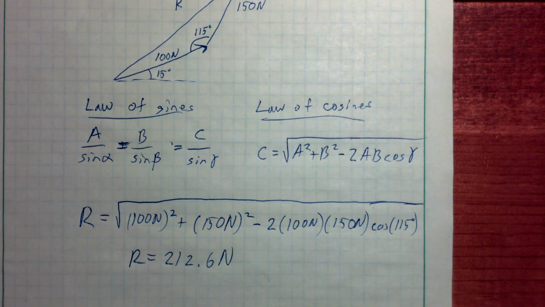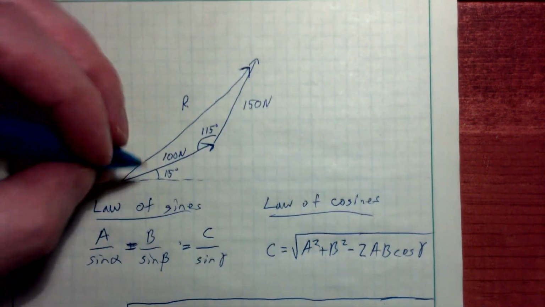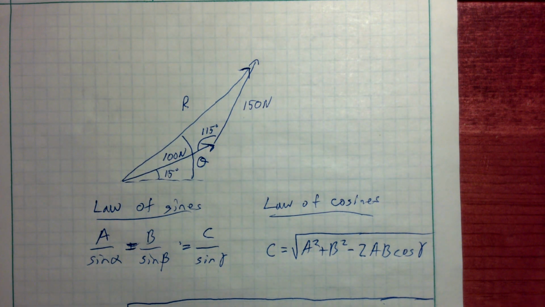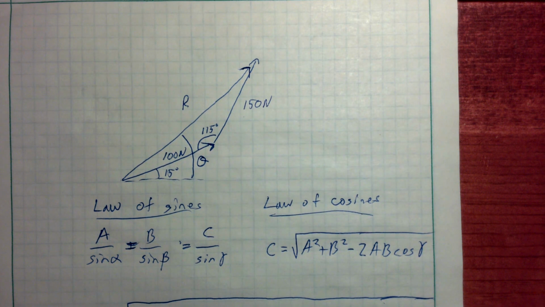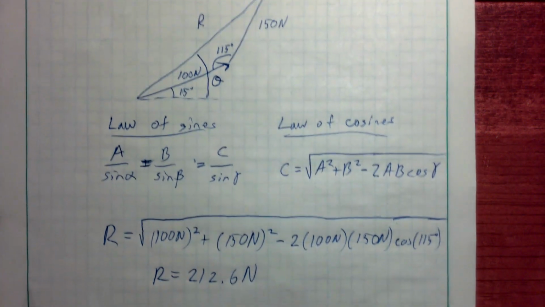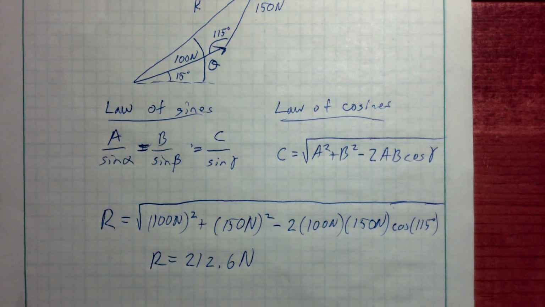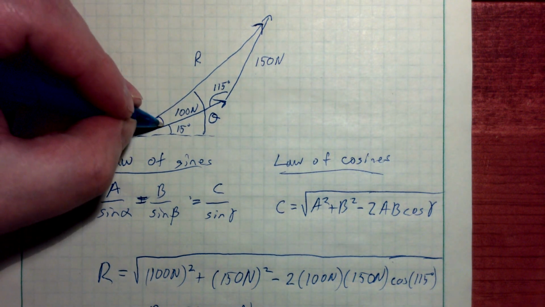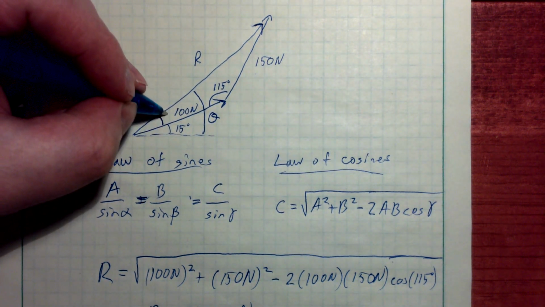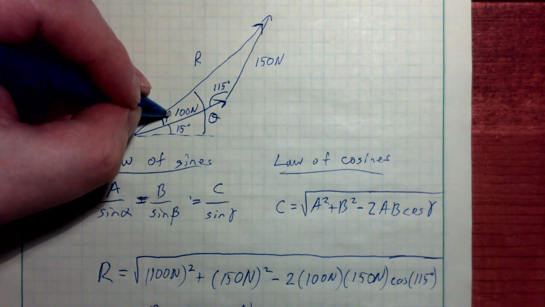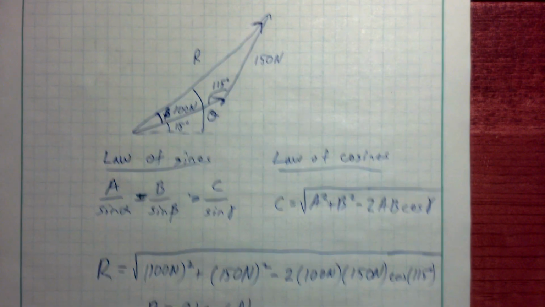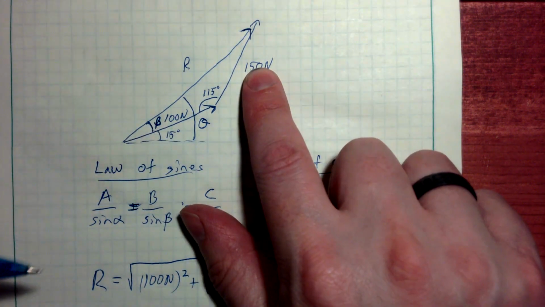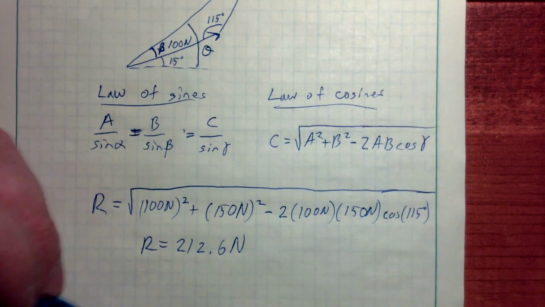Now, how do I find the angle? Because what do I want to know? Well, I want to know theta right there. I want to know this angle. How do I find that? Well, remember the law of sines. I can find this angle. We'll say this is going to be beta. I can find this beta angle because it's opposite of this 150. Beta, opposite 150.